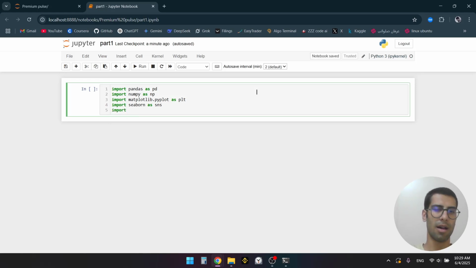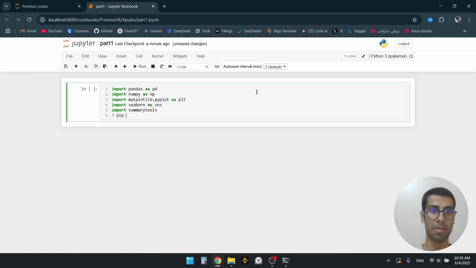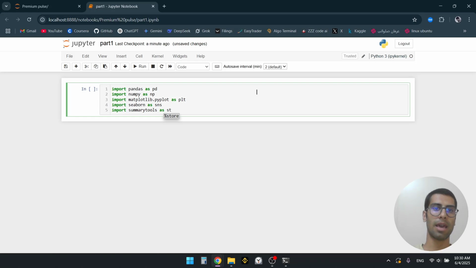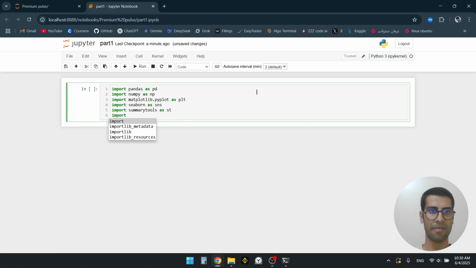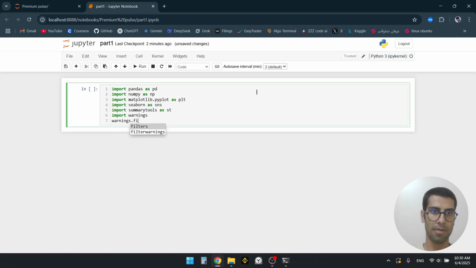One other package that I'm going to import is summary tools. Basically, summary tools will give you a really great statistical summary for your data frame, and the installation process is really straightforward. You just run pip install summary tools and hit enter. It installs straightforwardly, and you can import it easily. So I'm going to import summary tools as st, and import warnings just to filter out warnings, so you can avoid getting warnings for future updates of Python. So warnings.filterwarnings, ignore, and that's it for now.